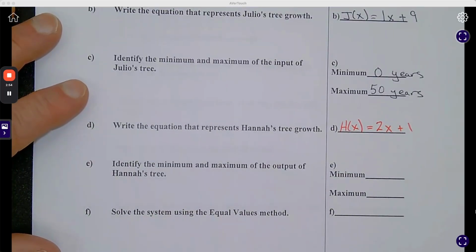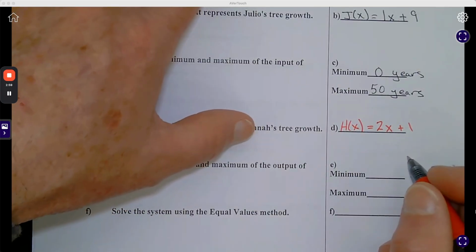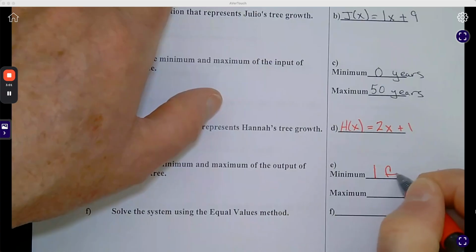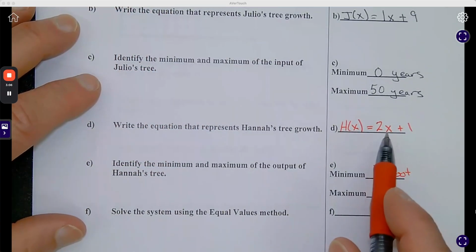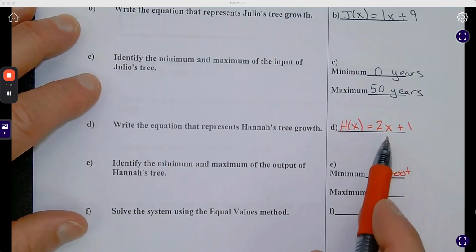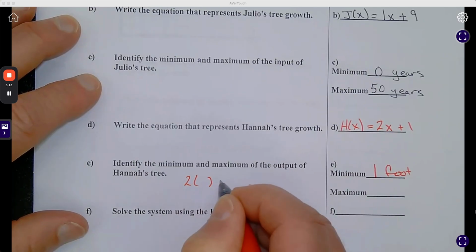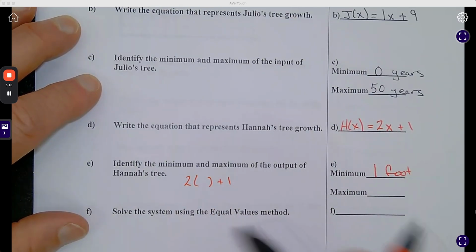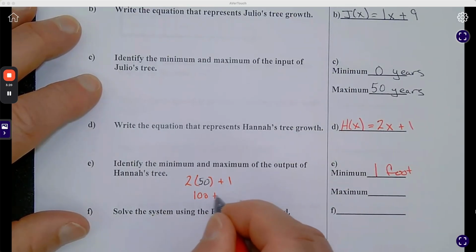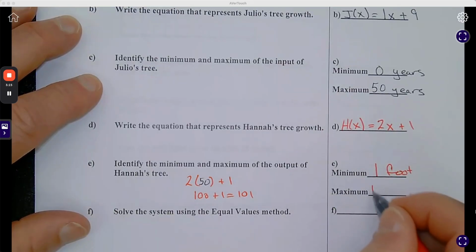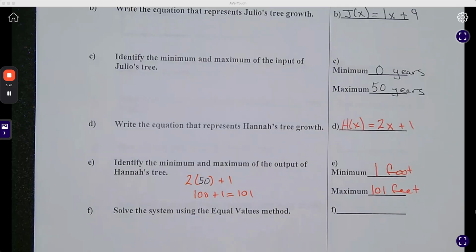Output values. Okay, so the minimum output value is the initial height of the tree. So the initial height is 1 foot. The maximum value is what you get when you input a 50 for x. So to find the max value, you're going to do 2 times that maximum time. The maximum time is 50 years. So that's 100 plus 1, that's 101. So after 50 years, the tree will be 101 feet tall.